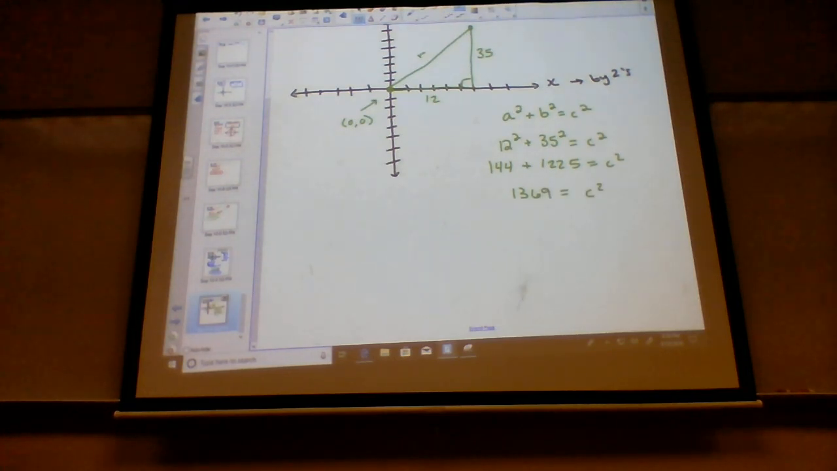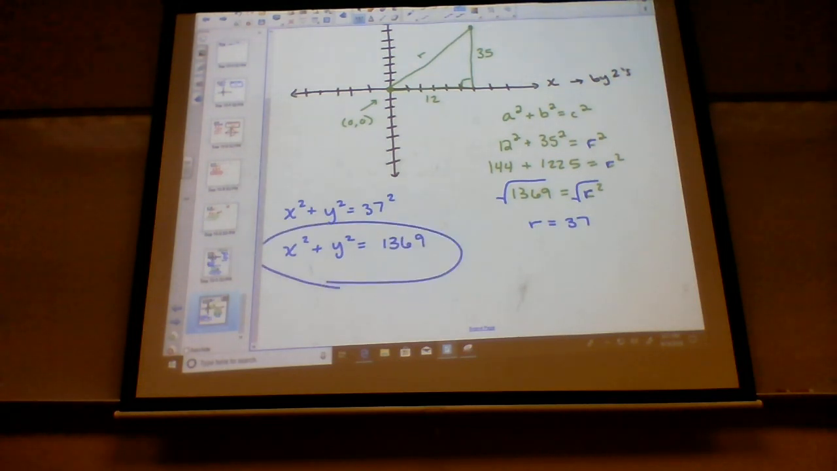And remember, these are r squared. This is your r squared, your r squared, your r squared. So you square root both sides. So r equals 37. Okay? So now we're just going to do x squared plus y squared equals 37 squared, which means x squared plus y squared equals 1,369. And that will be your final answer.